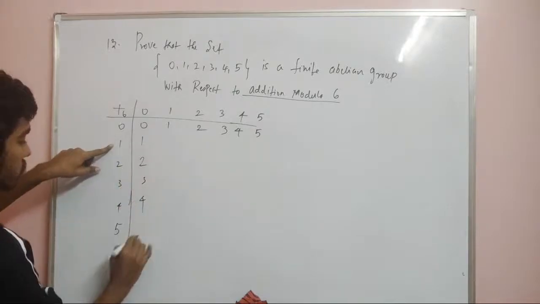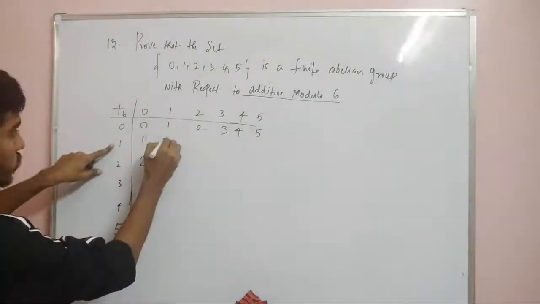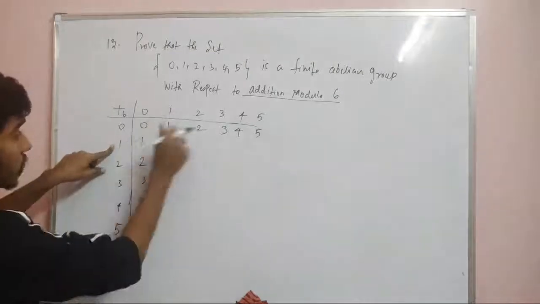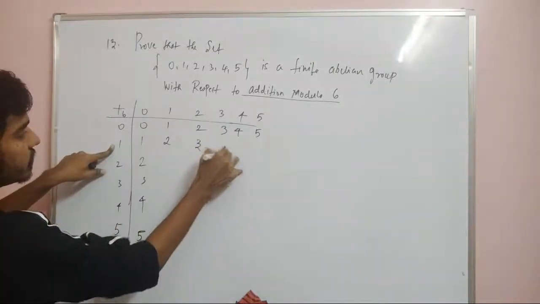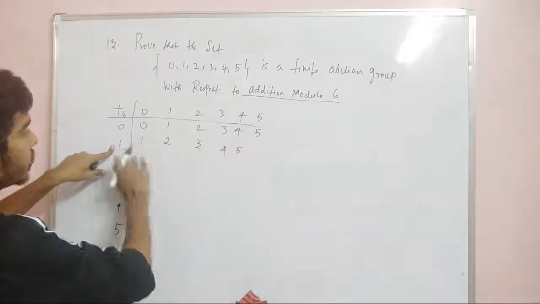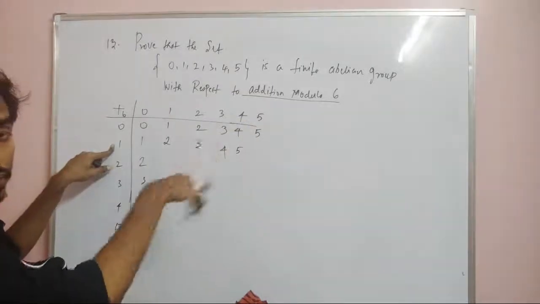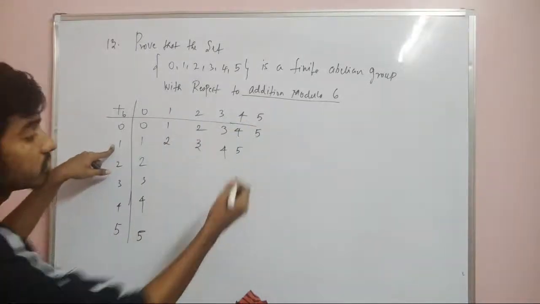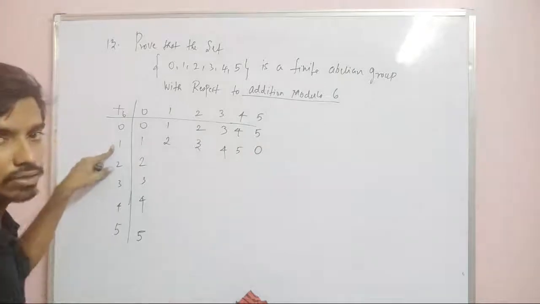This will be the same. So 1 plus 1 is 2, right? 1 plus 2 is 3. 1 plus 3 is 4. 1 plus 4 is 5. 1 plus 6 is 6. Sorry, 1 plus 5 is 6. 6 is greater than or equal to 6, so you need to write the remainder. So it will be 0.